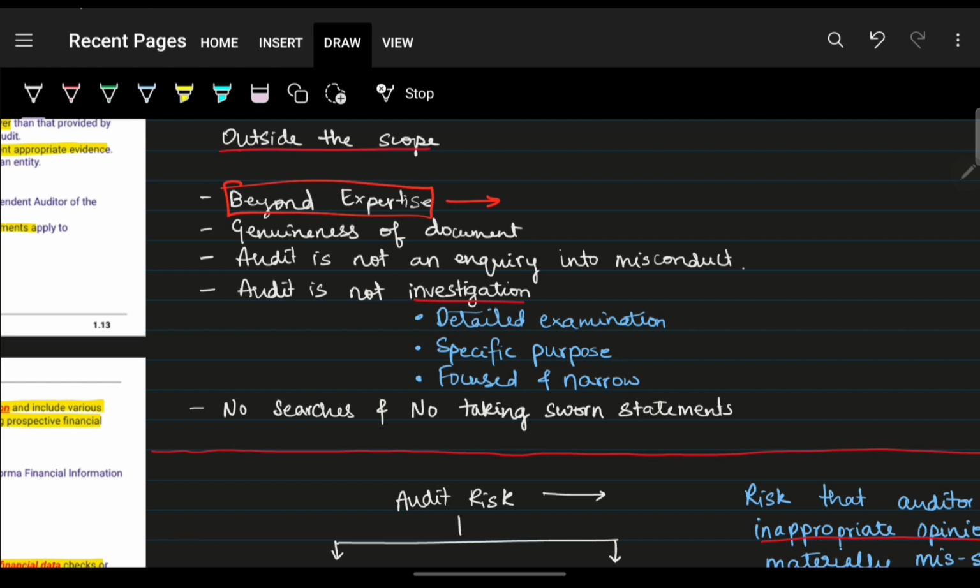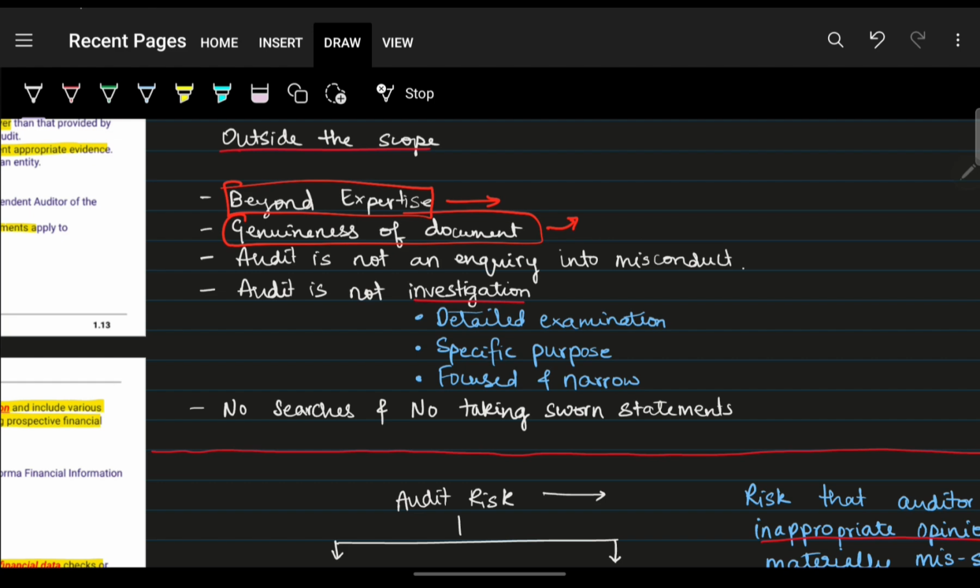Okay, next is checking the genuineness of documents. That is not up to us. We are not experts in checking genuineness. That is actually a part of audit risk, because we are not able to check the genuineness of documents.